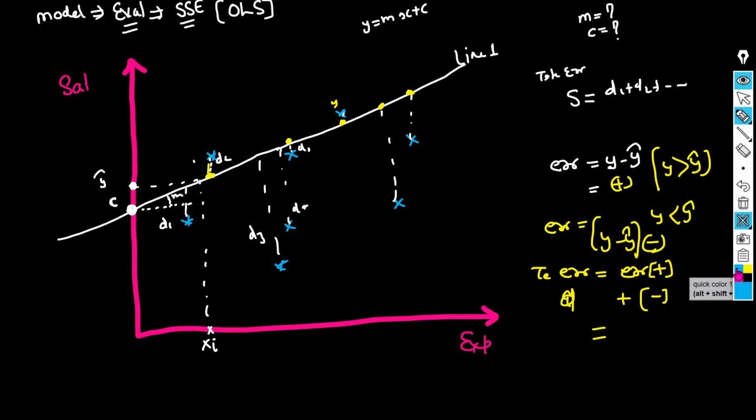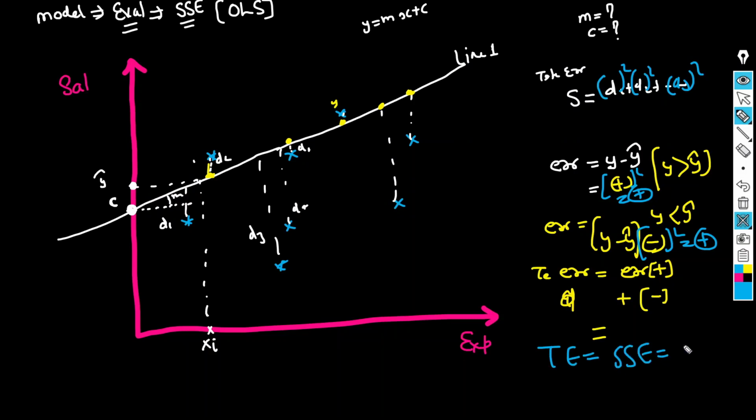We can do one thing, we can square. It means d1 square, d2 square, d3 square and so on. So if you see here, this would be negative. If we square this, then this would be positive. This is already positive. If we square, this will also be positive. So in that case our total error, or we can say the sum of squared error, would be positive square plus negative square. It means we will get the positive square. It means the total value would be positive, right?